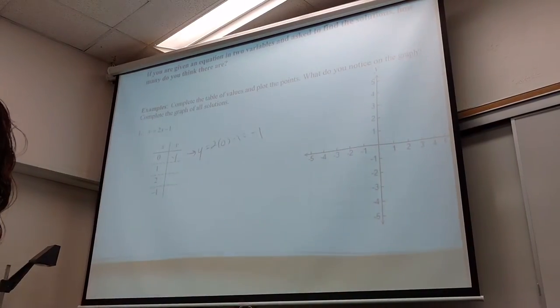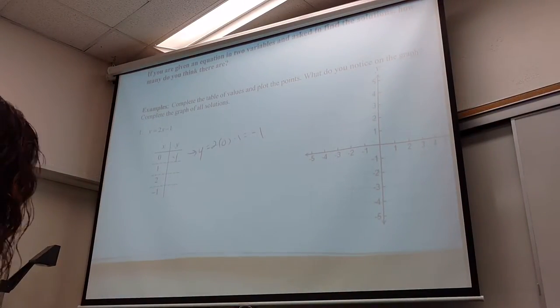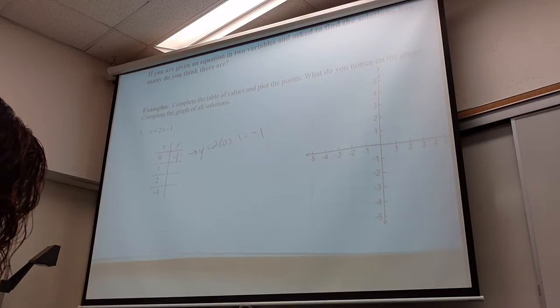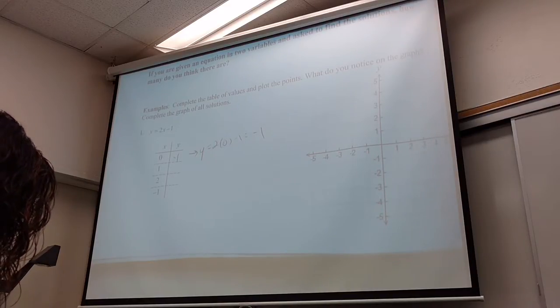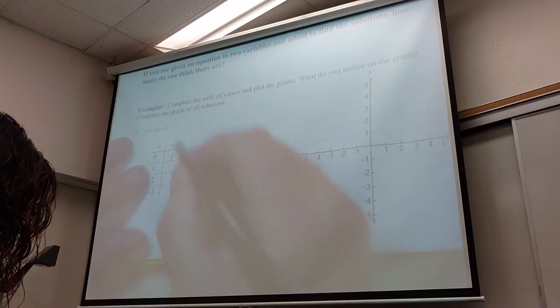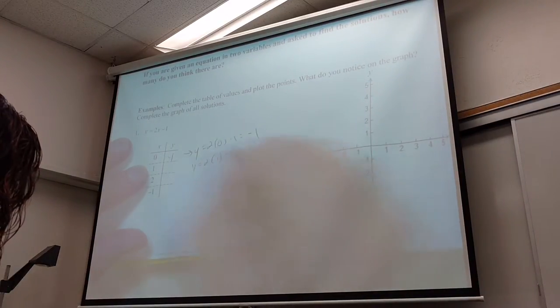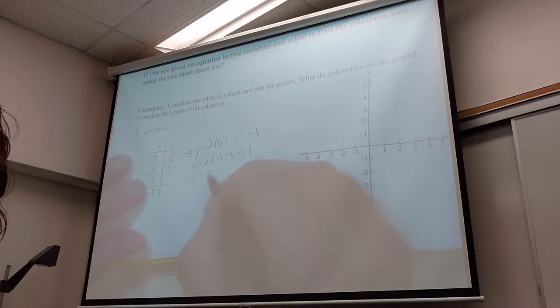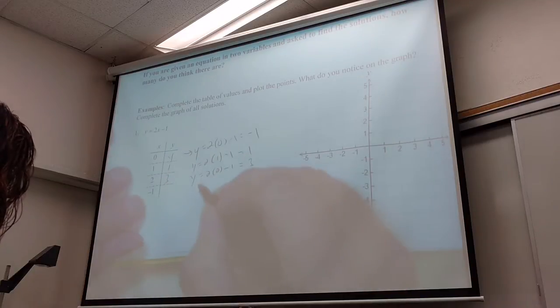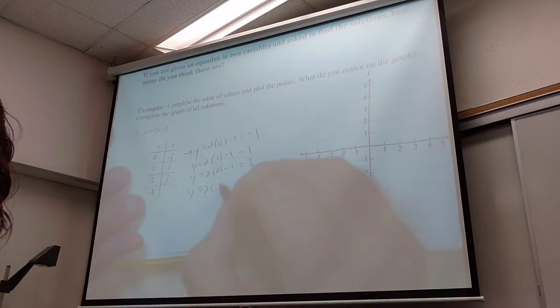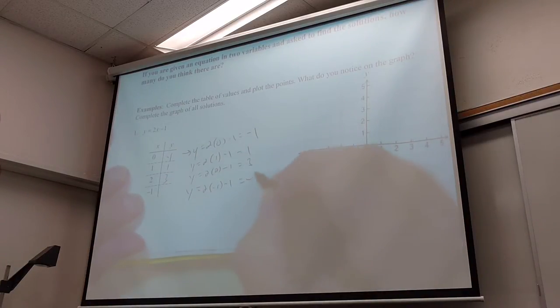And you see now I've created a point. There's a point 0, negative 1 that the line goes through. And then what would the next point be? When x is 1, what do you get? 1. 2 times 1 minus 1 is 1. When x is 2? 2 times 2 minus 1, 3. And when x is negative 1? Negative 3.